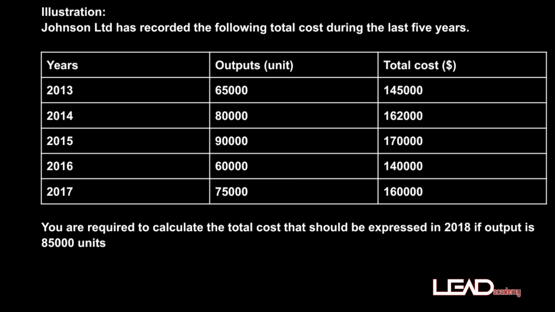From 2014, he made 80,000 units and incurred a total cost of 162,000. In 2015, he made an output of 90,000 and incurred a total cost of 170,000. In 2016, he made a total of 60,000 units and incurred a total cost of 140,000. In 2017, he made 75,000 units and incurred a total cost of 160,000.